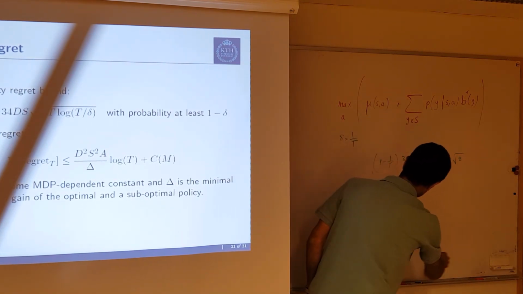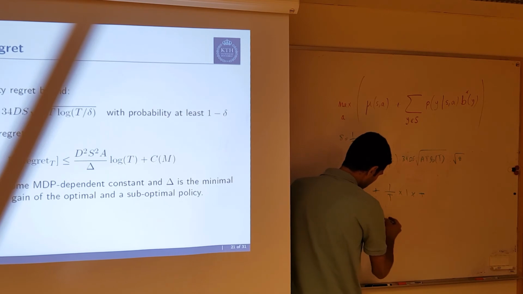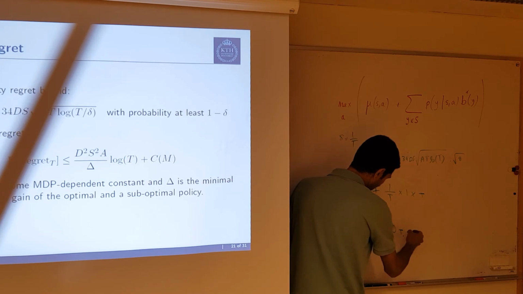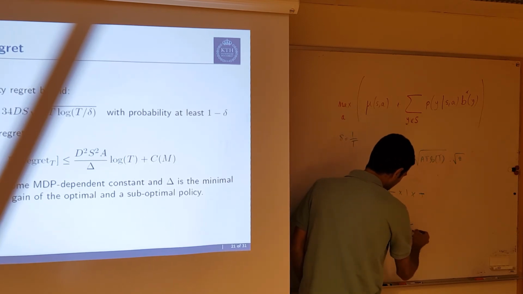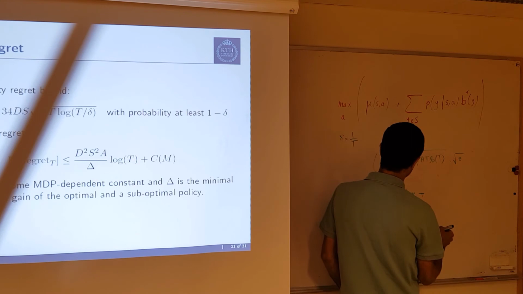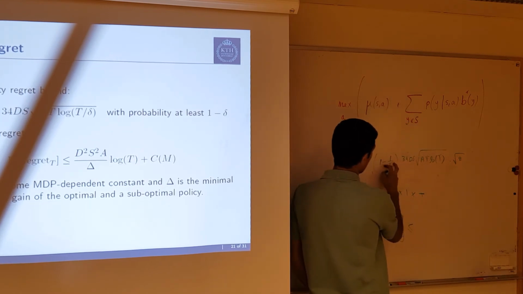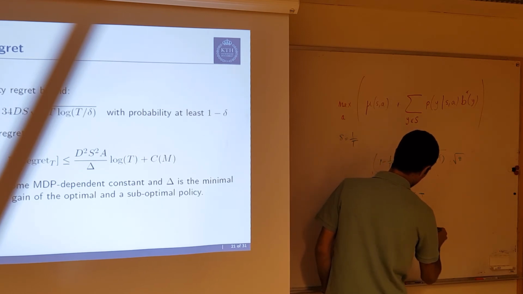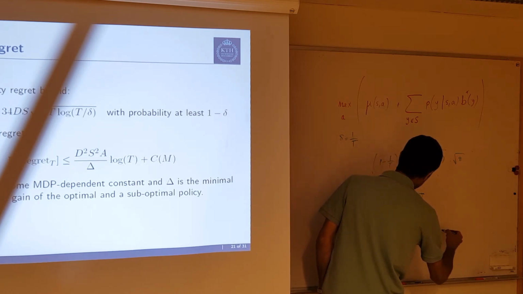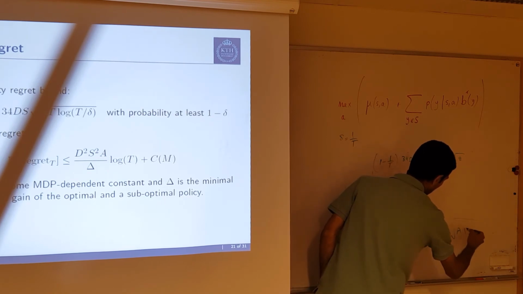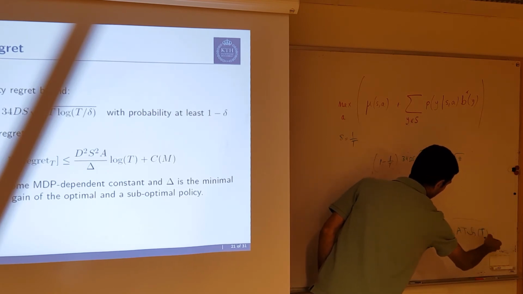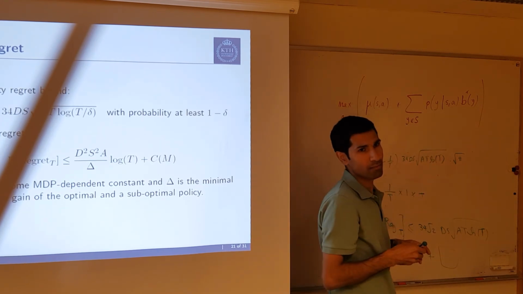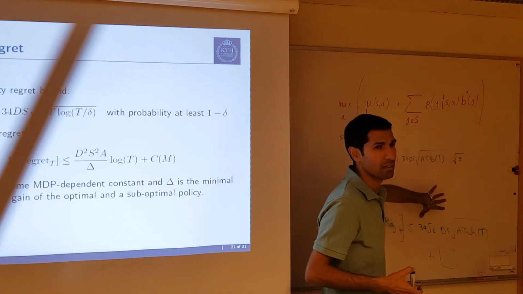So I am saying that the expected regret of UCRL2 is less than this. Well, I can forget about this because this is bounded by 1 anyway. It's O of D S sqrt(A T log T) plus some constant, depending on your transition probabilities. But here is one, I mean, for the case of Burnetas.